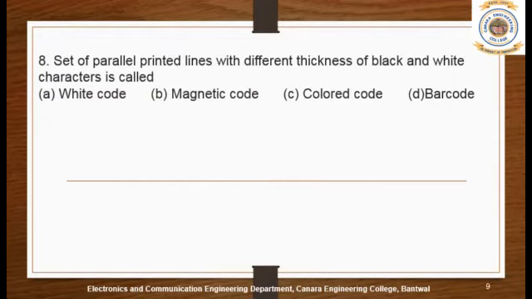A set of parallel printed lines with different thicknesses of black and white characters. Normally, the black and white lines which are used on any products are what we call a barcode. Normally we see it on any product when we go shopping in the mall.